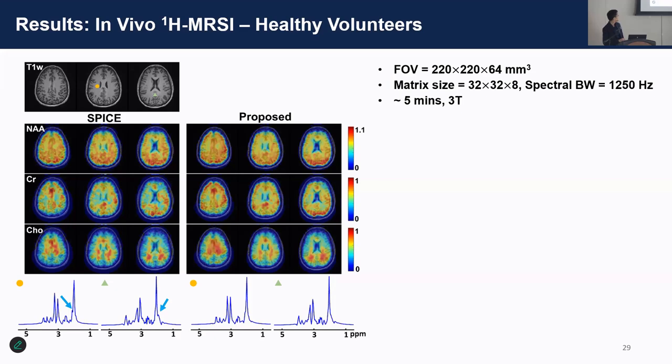As you can see, again, this proposed method allows us to recover a more realistic looking spatial pattern and tissue contrast for different metabolites compared to the subspace-based reconstruction.